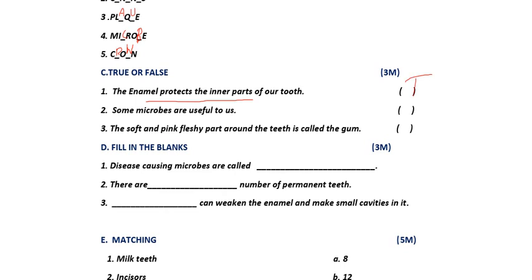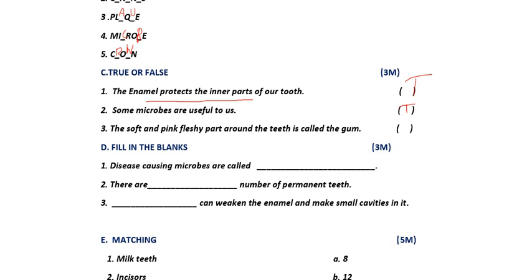Next one. Some microbes are useful to us. Is it true or false? True. I have given some microbes. If I had given all microbes are useful to us, it would be false. You know some microbes will be useful, some will be harmful. So the answer is true.